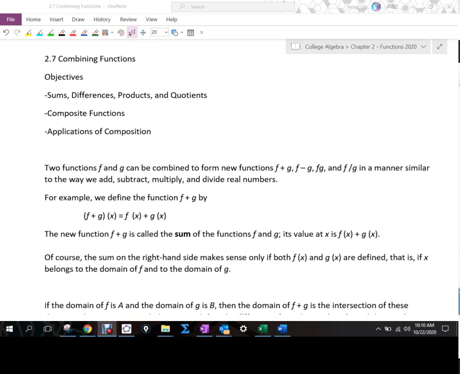All right, guys. Moving on to section 2.7. We're going to talk about combining functions today. Okay, so today is going to be combining functions. Tomorrow is going to be the composition of functions.